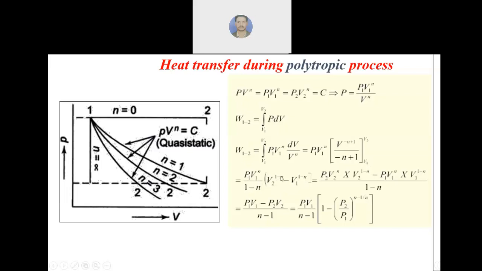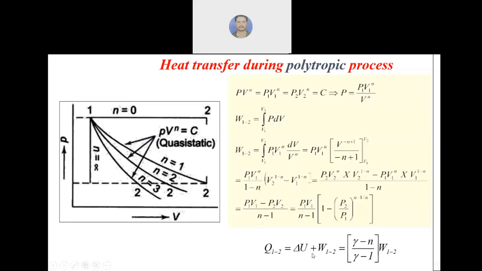Now multiply this first with this term, second with this term. When you multiply and simplify, you will finally get this thing. This formula you need to remember. This is for the polytropic process. Whatever value you put here of n, you will get different processes. So work done for the polytropic process is given by this. This is the formula for work done. Remember. Now we have to find heat transfer.